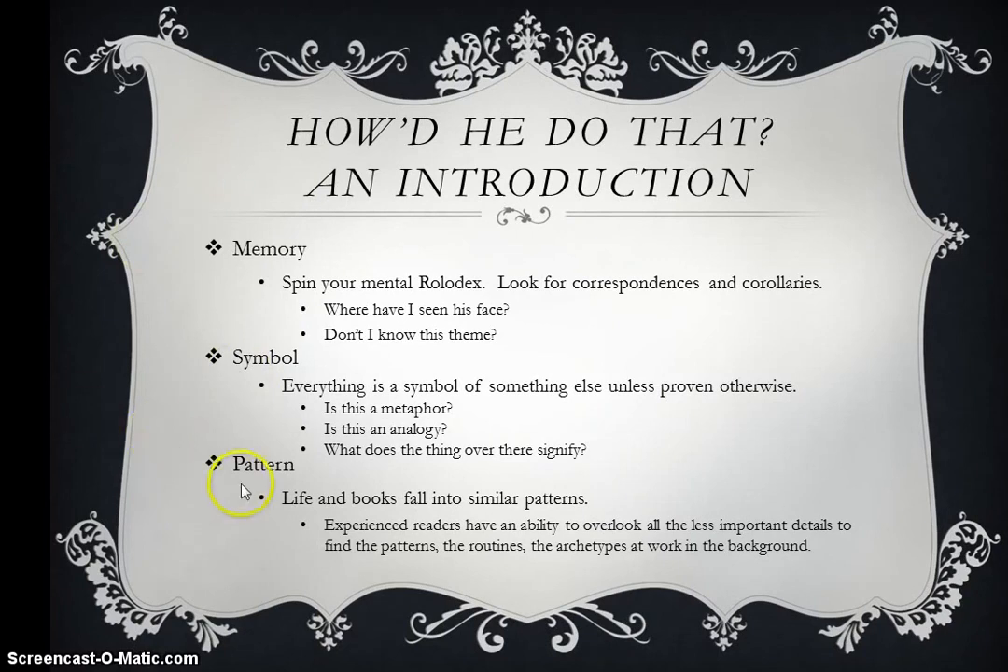Last one that we need to talk about is pattern. Anytime in a book you begin to see the same sort of situation or event or item occurring over and over and over again, you've got to ask yourself, is this really a pattern or a coincidence? Life typically falls into similar patterns, and books do as well. So experienced readers, people who are paying attention, we have the ability to overlook the details that don't matter, kind of cut to the chase, and see the archetypes at work in the background, what's really important, what's significant, and happening again and again. One of the stories we're going to read, And Then There Were None.